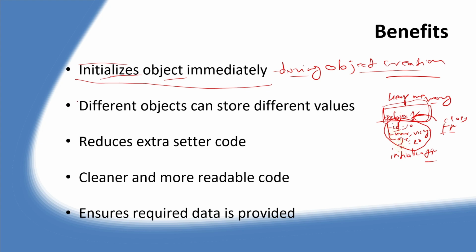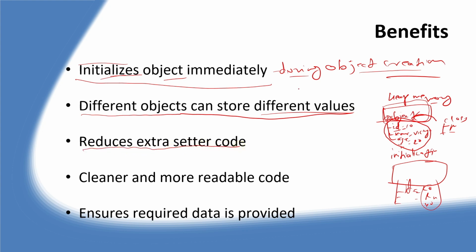Now what it is saying, different objects can store different values, correct? This is the first object. Likewise we will create another object. For that also we will have different properties, ID, name and age. So values can be different, right? For this one 20, Rahul 40, values can be different. So that's what it is telling, different values. Then it reduces extra setter code.